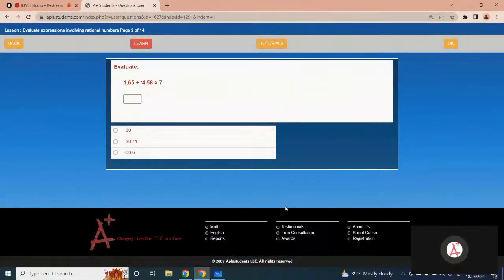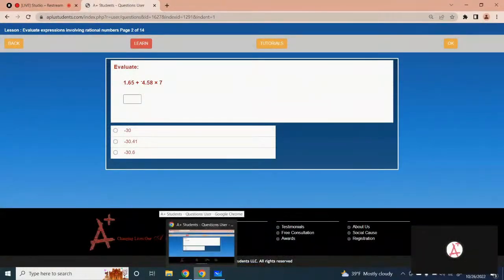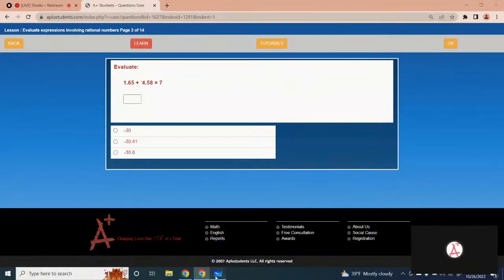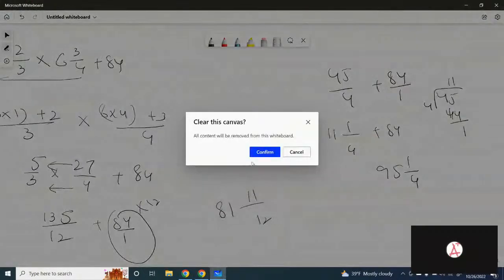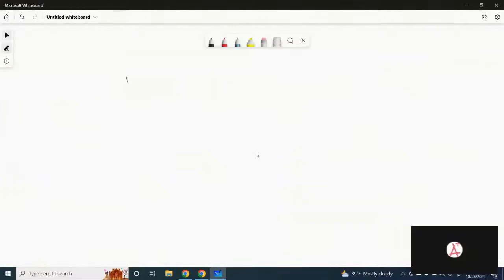Okay, the next one is 1.65. Let me write it down on board. 1.65 plus negative 4.58 times 7. So multiplication has highest priority over addition. Got it? So first you have to multiply the negative 4.58 times 7. Multiplying a positive and a negative number always gives a negative number.